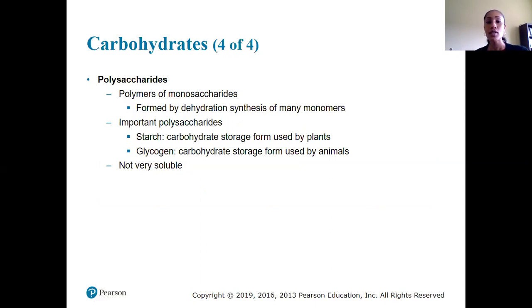Starch is the carbohydrate storage form used in plants. Glycogen is the carbohydrate storage form used in animals. So we fall in that category, and glycogen is the storage molecule for sugar that we find very commonly in our muscles.